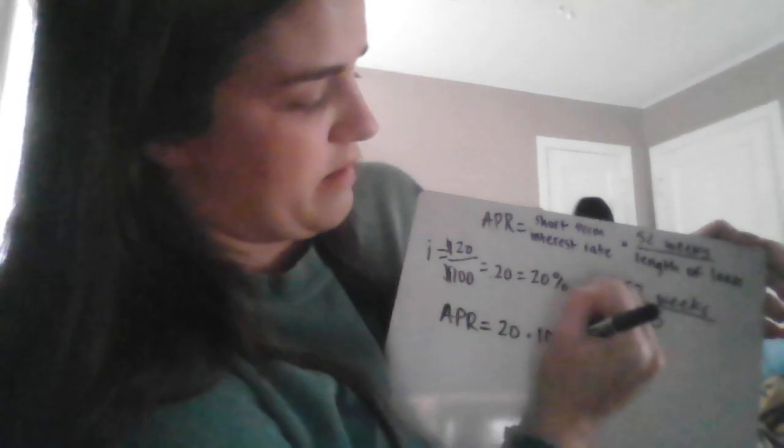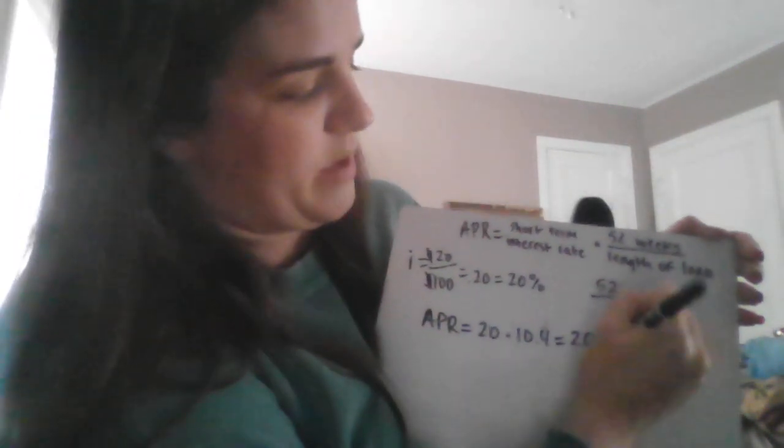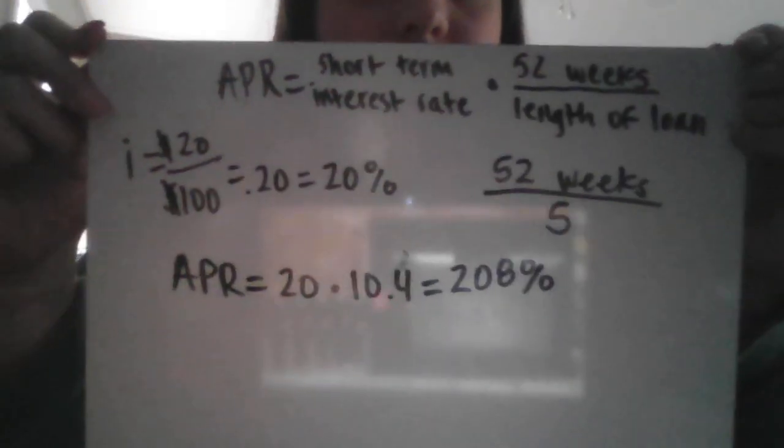So then we're going to do 52 divided by 5, and I will do that in my calculator very quickly, which is going to give us 10.4. So we're going to do our 20% times 10.4. We're going to do that again, and that is going to give us 208. And we're going to keep that as a percent. So our APR for number one would be 208%. So there is that.